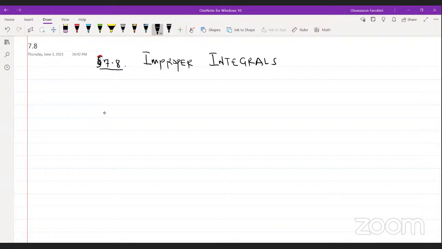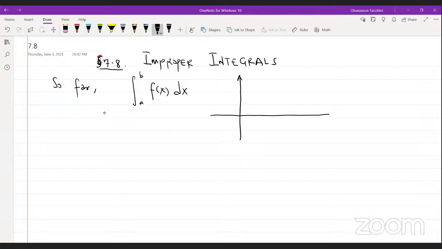Okay, so what did we learn so far, guys? So far, we actually learned area under the curve, this type of thing, right? And if I make a little sketch, suppose I have a curve. Let me make this better.